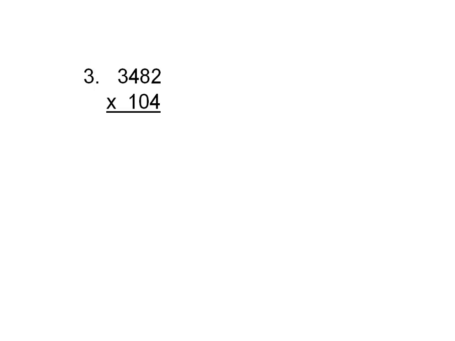3,482 times 104. The 4 is in the ones place, so we start multiplying by the 4. 4 times 2 is 8. 4 times 8 is 32, carry your 3. 4 times 4 is 16, plus 3 is 19, carry your 1. 4 times 3 is 12, plus 1 is 13. Now we have a 0 in the tens place. You do not need to show that row of zeros.